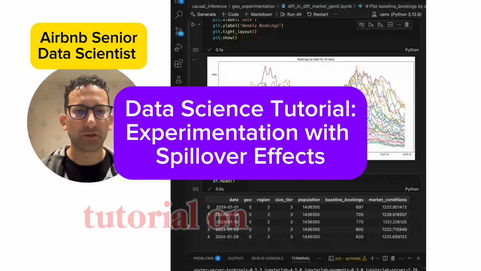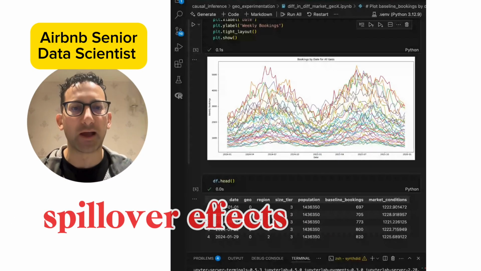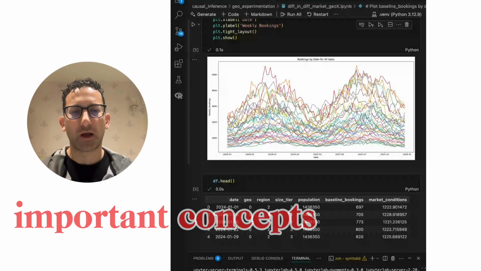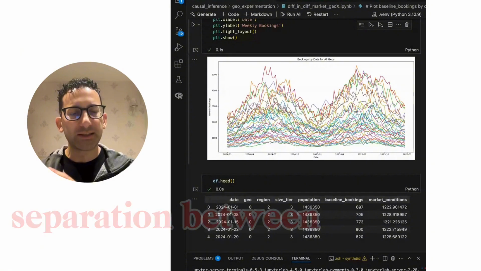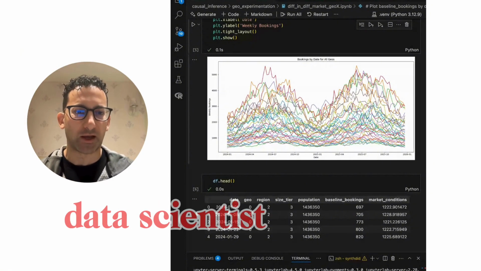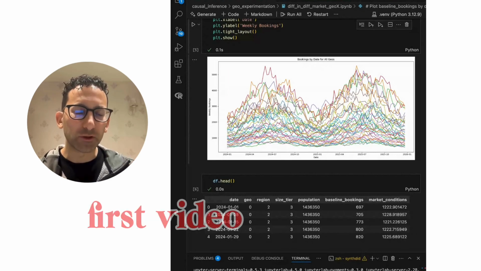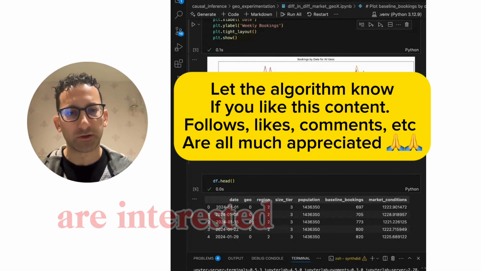Here's a data science tutorial on how to do experimentation in the presence of spillover effects. This is one of the most important concepts in data science in the causal inference realm, and is the big separation between a junior or mid-level data scientist and a senior level data scientist. And this is going to be the first video in a series on this very important topic, so follow along if you guys are interested.